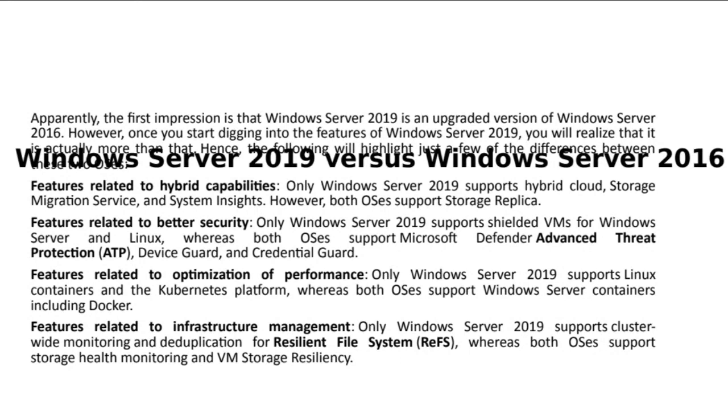We have the Storage Migration Service. This is, by the way, a brand new feature in Windows Server 2019. It facilitates the process of migrating servers to a newer version of server using a GUI interface. So it's making it easier for us to migrate to a new server.